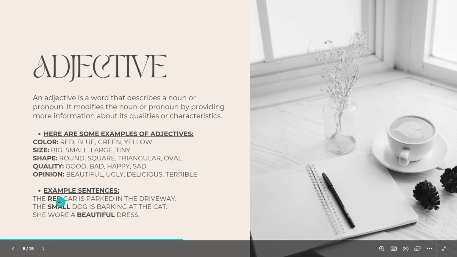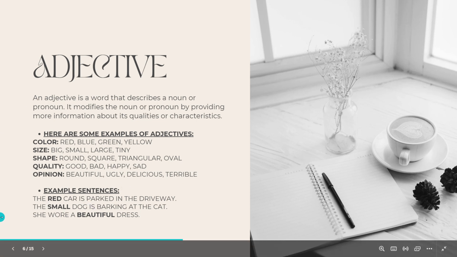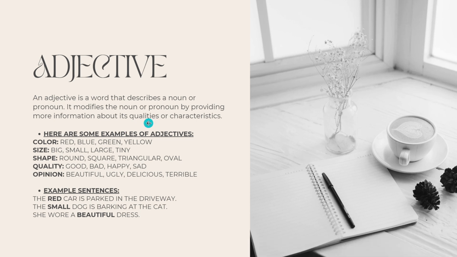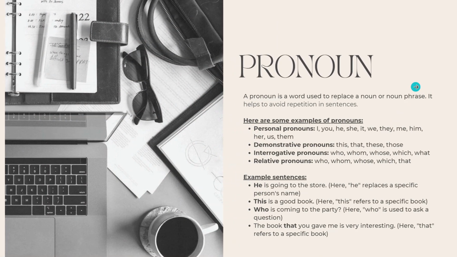Red. The small dog is barking at the cat. What is the size of the dog who is barking at the cat? We will answer it by the small dog. In a way, adjectives provide quality. They are modifying the noun. Okay. Now, next we will go to pronoun.